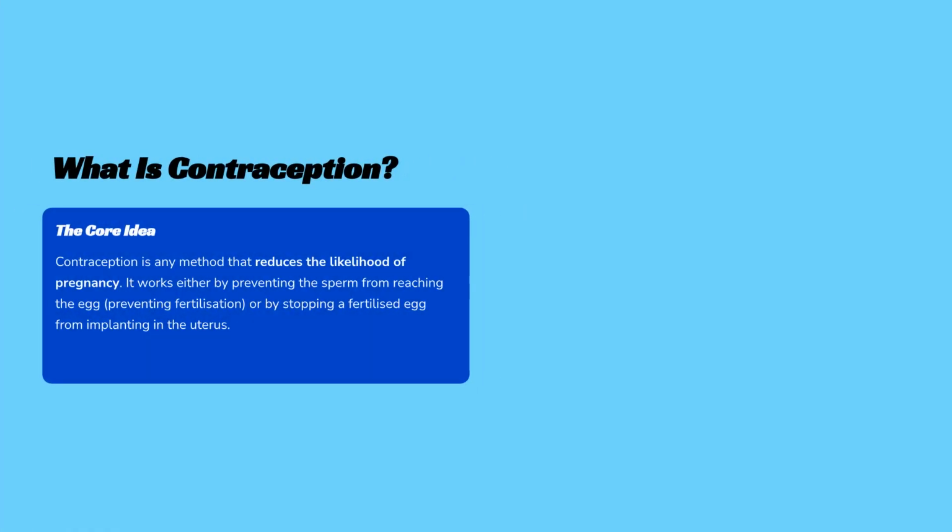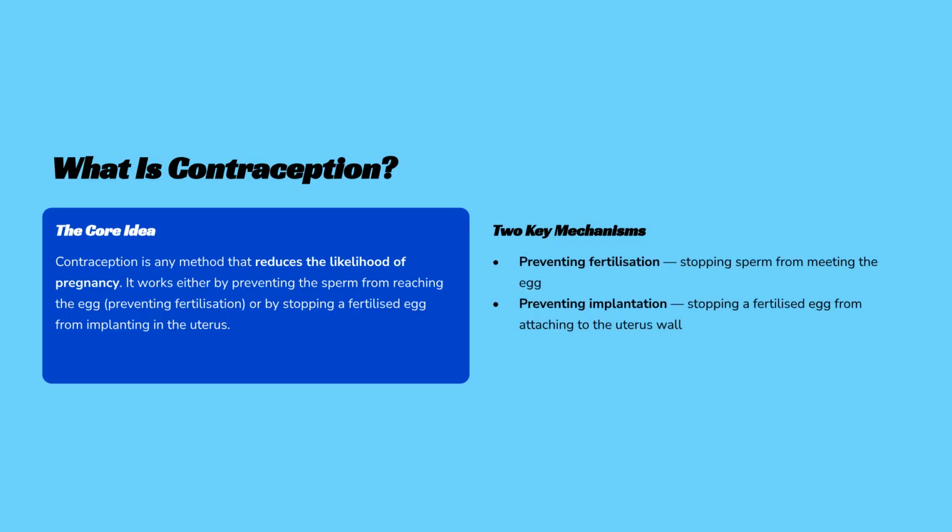At its core, contraception is any method that reduces the likelihood of pregnancy. It functions through two primary mechanisms: preventing fertilization, which stops sperm from meeting the egg, or preventing implantation, which stops a fertilized egg from attaching to the uterus wall. Different methods may use one or both of these mechanisms.